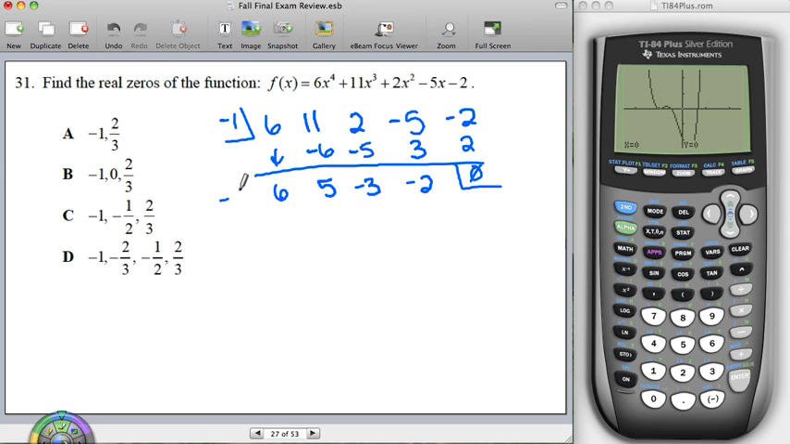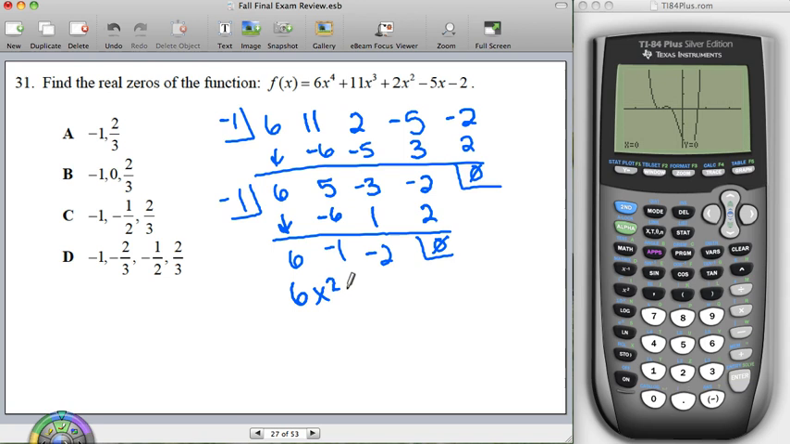I'm going to go ahead and do it again because it does have a multiplicity of 2. So 6 goes straight down. 6 times negative 1 is negative 6. Straight down. Negative 1 times negative 1 is positive 1. Add, straight down. Gives you a positive 2. So now we have the quadratic 6x squared minus 1x minus 2 that we need to solve, set it equal to 0.